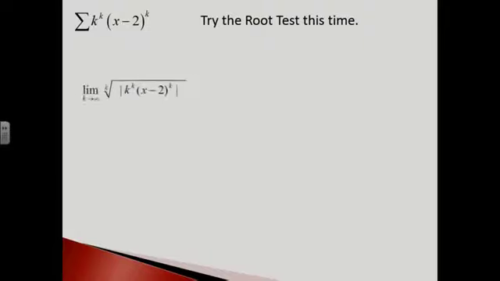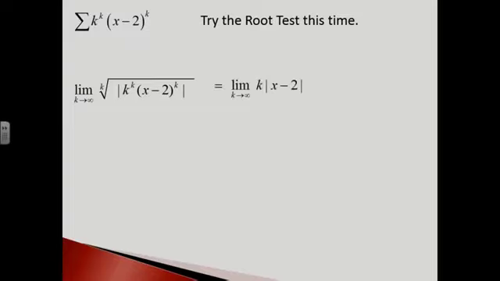We consider another example. Find the values of x for which the series sigma k to the power of k multiplied by x minus 2 to the power of k converge. Since the coefficient is also the kth power, the generalized root test is great for this case. We take the limit of the kth root of the absolute value of k to the power of k multiplied by x minus 2 to the power of k when k tends to infinity.